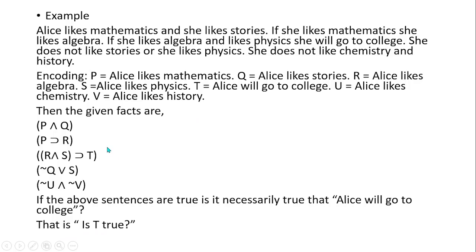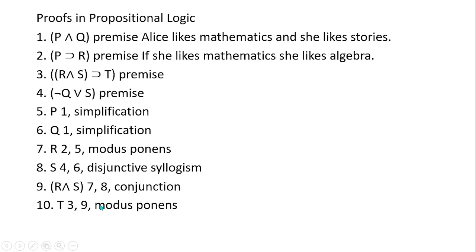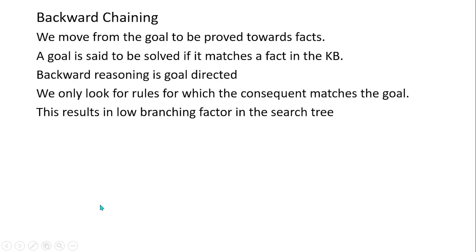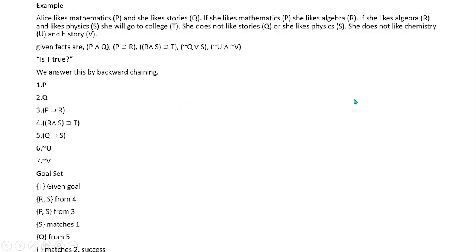For this one you need to remember the 9 rules, and you need to be able to write the sentences in this form. But in an exam, sometimes they will give these facts directly to you. This is forward chaining. One more we are having is backward chaining. Backward means we move from the goal towards the subgoals by using the facts. Backward reasoning is goal directed. We only look for rules for which the consequent matches the goal, to get the subgoals.